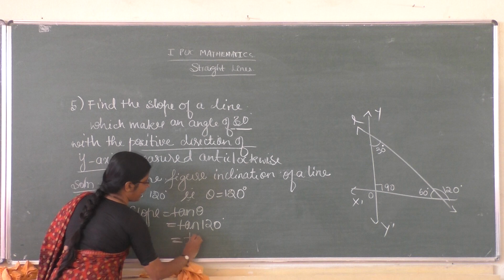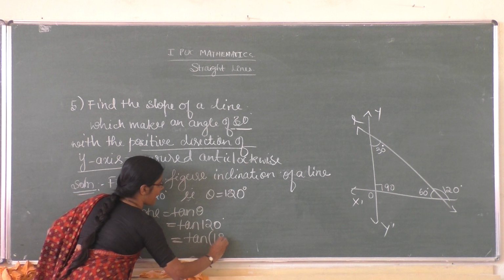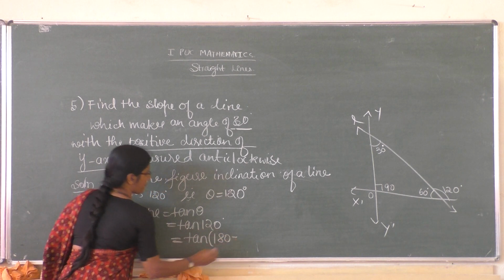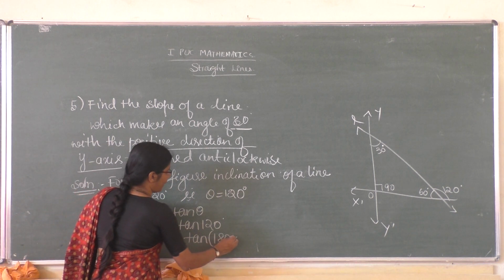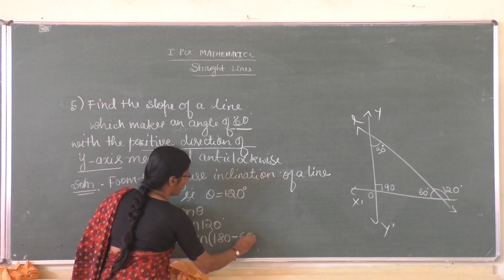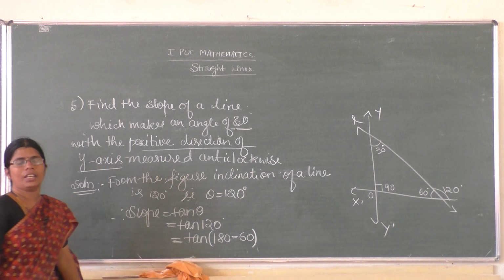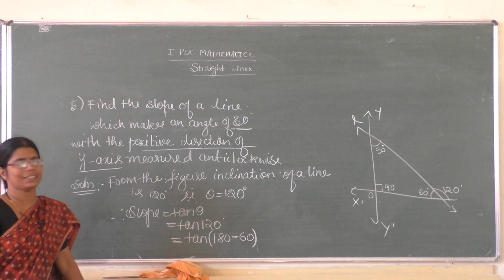That is how we take. This can be taken as tan 180. Tan 120 can be taken as tan 180 minus 60. If you know the value, directly you can take that.